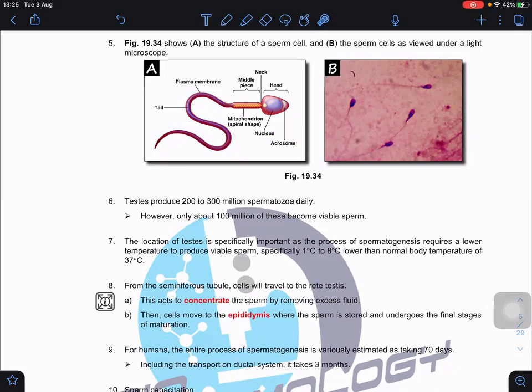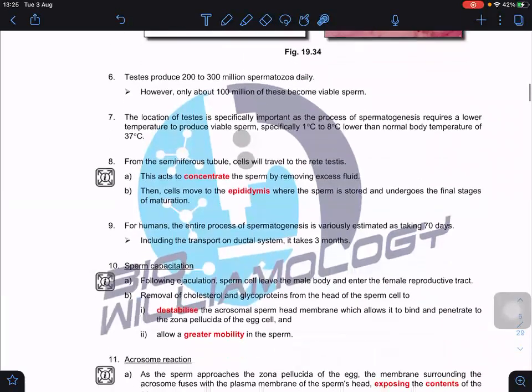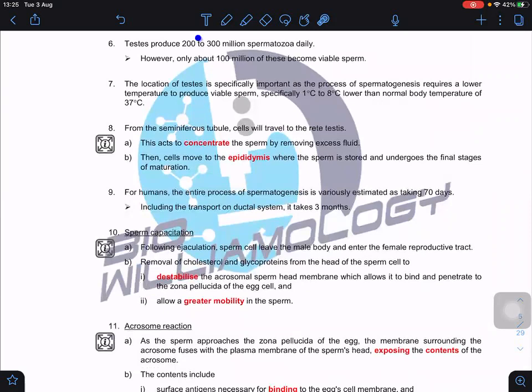The acrosome contains enzymes that facilitate the penetration of the sperm cells during fertilization. Okay, so this is under the light microscope. You can see the head, the middle piece, and the tail of the sperm cells. Generally, the testes produce about 200 to 300 million spermatozoa, or sperm cells, daily, but only about one third of them, or half of them, become viable or survive.